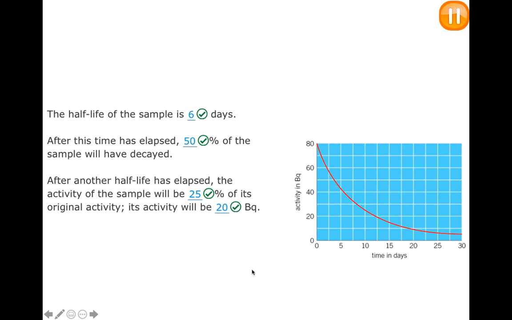Another half-life has elapsed, so the activity of the sample will be 25%. It starts off at 100%, so after one half-life it gets down to 50%. After another half-life it gets down to 25% of its original activity, and this activity will then be 20 becquerels.